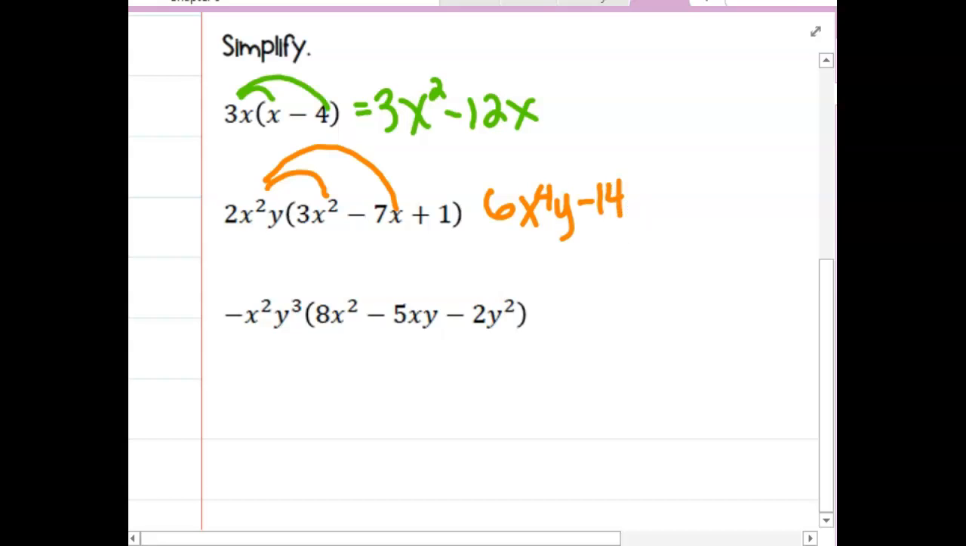Okay, for the x's, I can multiply those together. So I have this x squared, and I have this x. X squared times x, see it? That'll be an x cubed. And then you have that y there still from the outside.